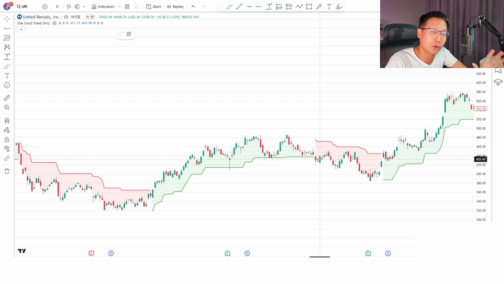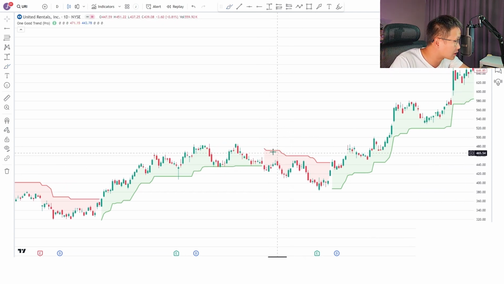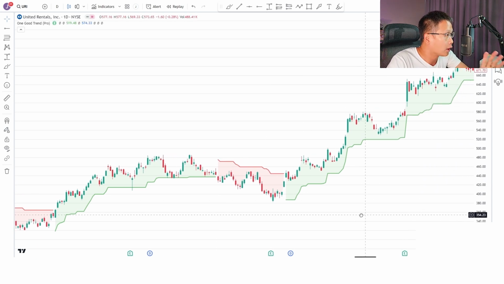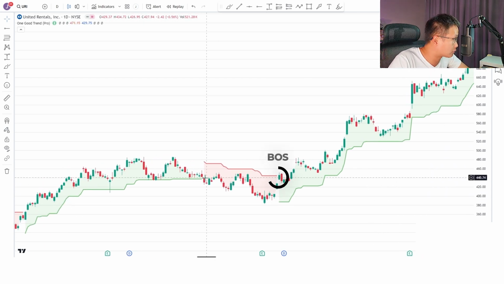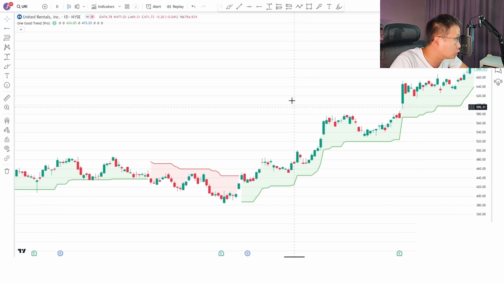So there's a very clear break of structure, and when that happens, you see that we have a trailing resistance that follows and flips up, and goes lower and lower. Same thing, that will be a break of structure from up to down. And how do we get a break of structure back up? Well, that will be if we were to break back above this trailing resistance.